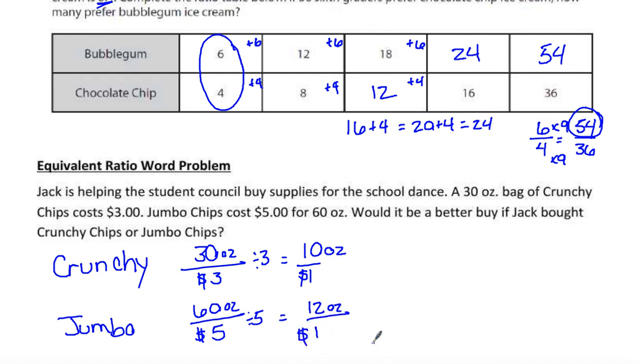So which bag of chips would be the better buy? Well, crunchy chips would be the better buy because it's only 10 ounces for $1 rather than 12 ounces for $1.